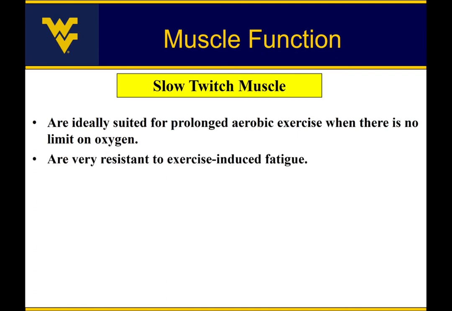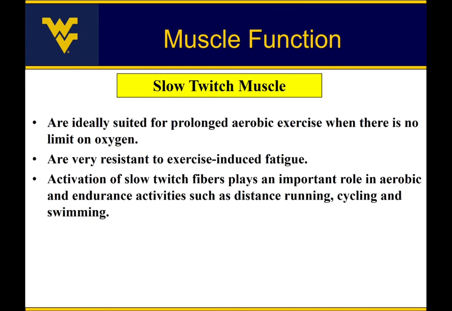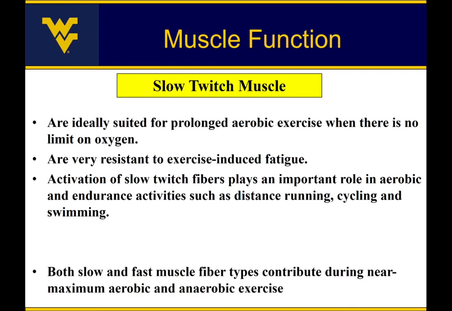Slow twitch muscles are very resistant to exercise-induced fatigue. And activation of slow twitch fibers plays an important role in aerobic and endurance events such as distance running, cycling, and swimming. Now, we can talk about these two muscle types in isolation, but it's important to realize that both slow and fast muscle fibers will contribute during near maximum aerobic and anaerobic exercise events.